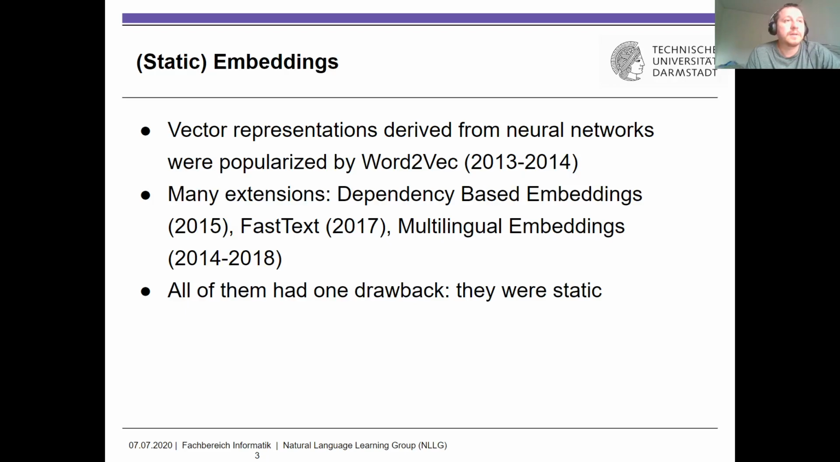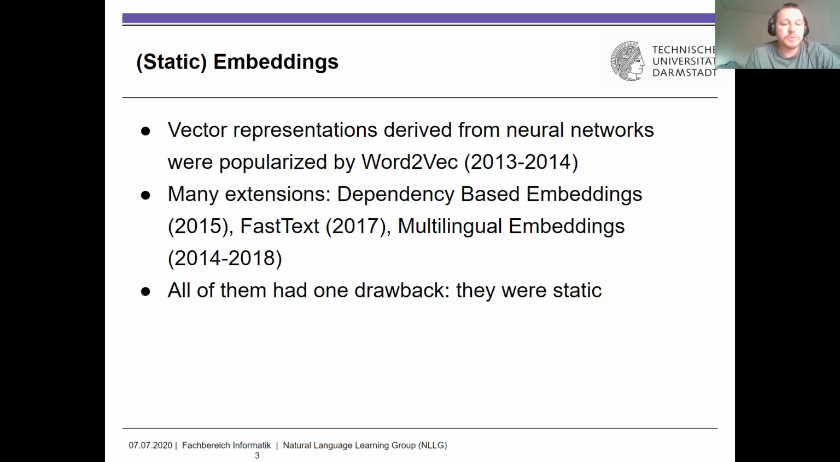out of which we have seen a selection of very interesting ones, such as dependency-based embeddings, where the idea was that we change the context rather than a linear context to the left and to the right. We take the context given by the dependency trees. Then we've also seen fastText, which works more on character level, and we have, for example, seen multilingual embeddings, which embed words from different languages in a shared space.